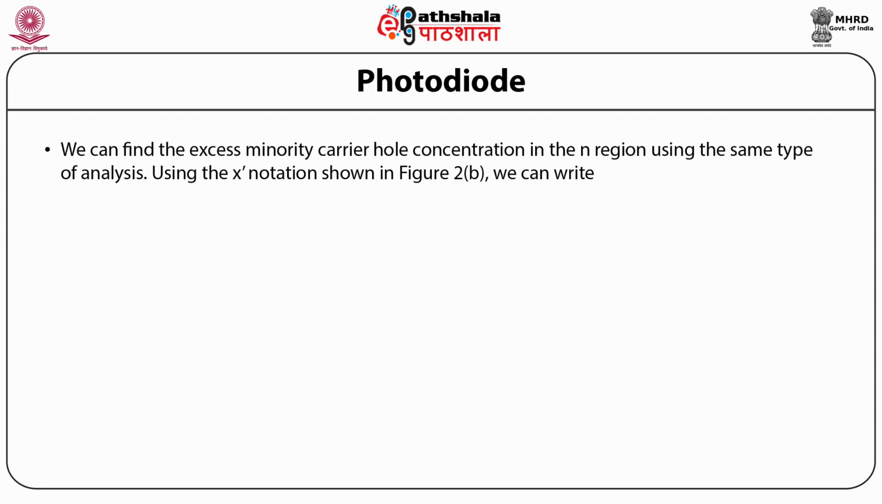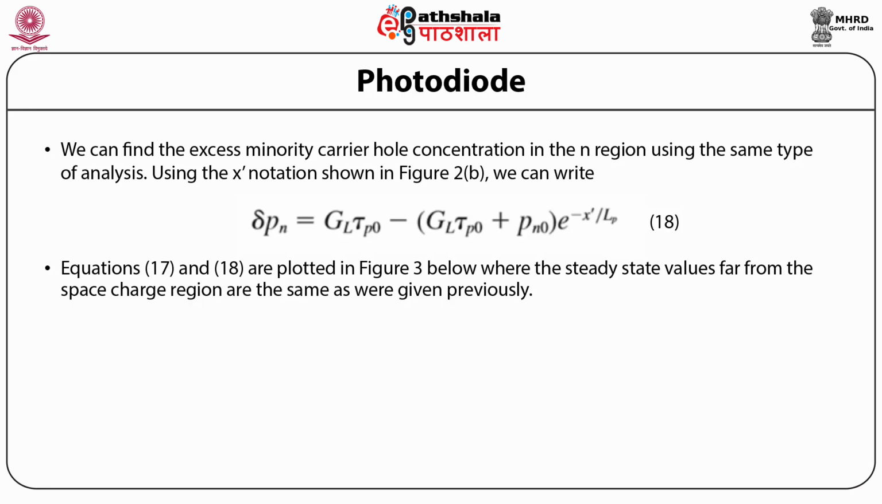We can find the excess minority carrier hole concentration in the N region using the same type of analysis. Using the x prime notation shown in this figure B, we can write δpn equal to GL τp0 minus (GL τp0 plus pn0), the whole multiplied by e to the power −x'/Lp. Equations 17 and 18 are plotted in this figure below, where the steady state values very far from the space charge region are the same as given previously.